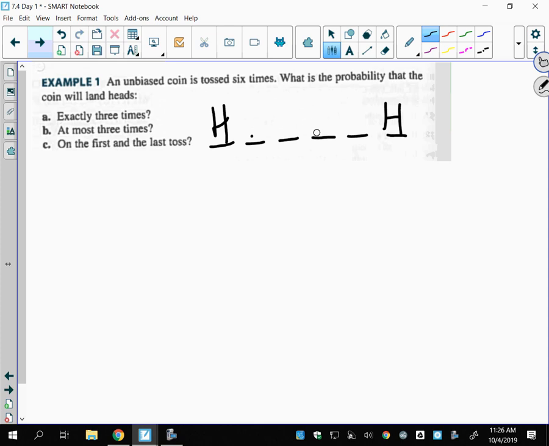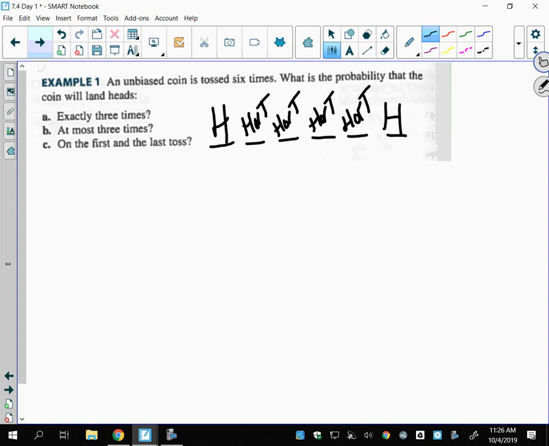Here's the thing. This is where I messed up. I about did it again. I thought it had to be tails in the middle, but it doesn't say that, only the first and the last toss, right? So the middle one could be heads or tails. This one could be heads or tails. This one could be heads or tails. This one could be heads or tails. This one could be heads or tails, which makes it a very different problem.